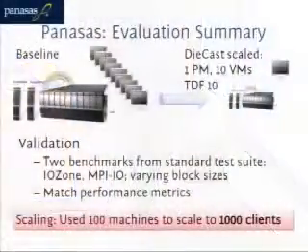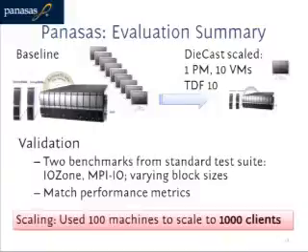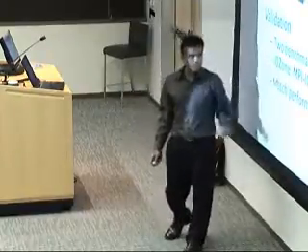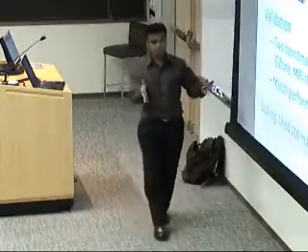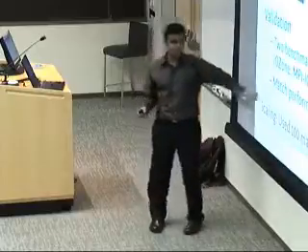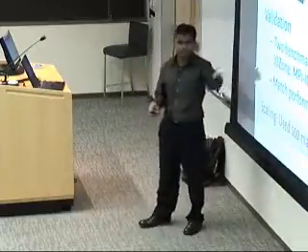Then we picked two standard benchmarks from their regular test suite, IOZone and MPI-IO. For each of these benchmarks, we ran their test suite for varying block sizes, and we looked at the metrics that they normally look at, which is, I think, the read and write throughputs. And for each of these benchmarks, we were able to match the performance metrics. But the more interesting part from our perspective is that we were able to use 100 machines in their infrastructure to scale up to 1,000 clients. Before DieCast, Panasas had no way to test things at that scale because they just don't have 1,000 machines to work with.